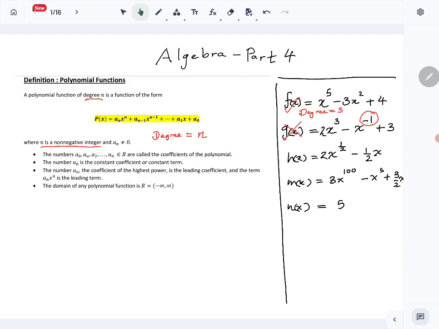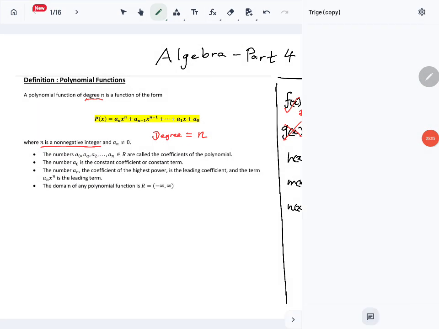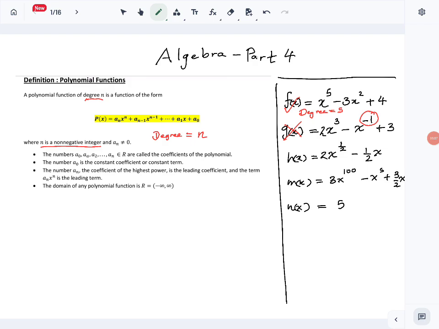Then look at the third one, h of x. Minus half x is fine, x to the 1 power, no? But the issue is this one. You have a fractional power, half. So that's the issue here. So it fails the polynomial requirement.